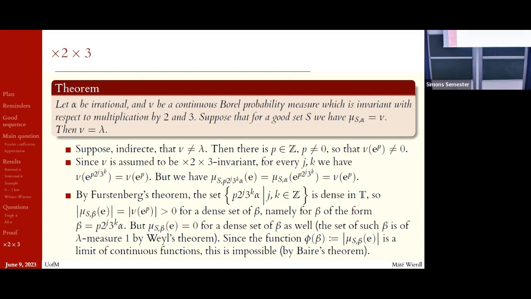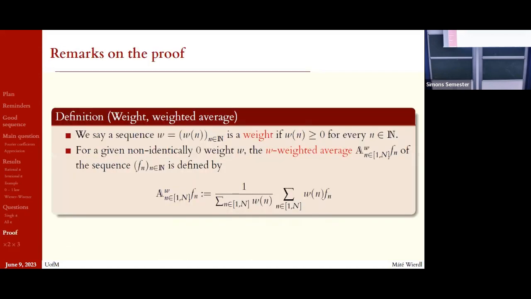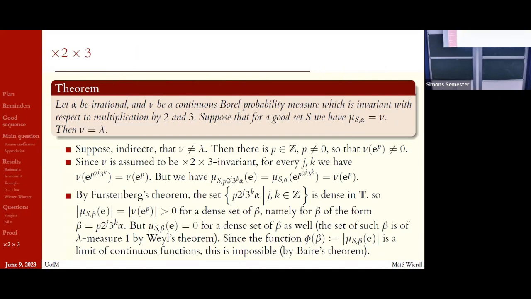Namely, what are the betas? You can see it here. The betas are this, which is a dense set. On the other hand, the first Fourier coefficient is equal to 0 for a dense set of betas as well, as a consequence of Weil's theorem.